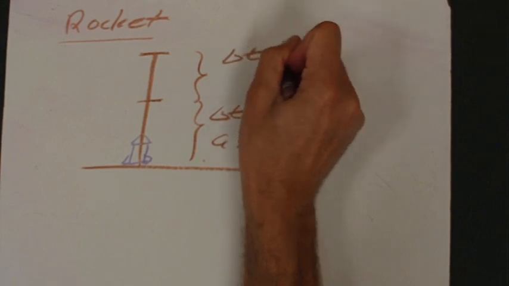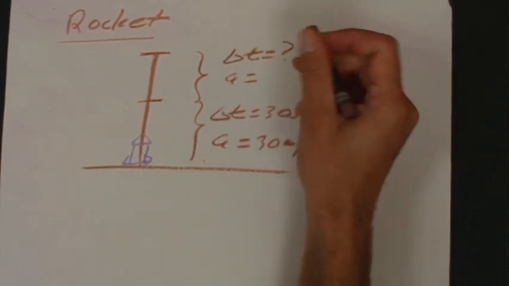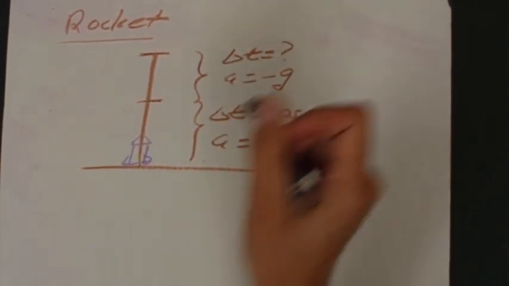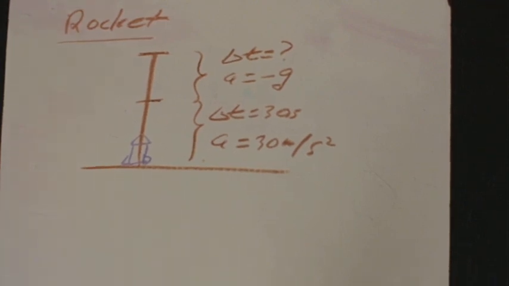Here is some unknown delta t, but what we do know is as soon as the engines quit, the acceleration is going to be minus g, or minus 9.8 meters per second squared downwards, as the rocket's in free fall. So the problem goes on to ask several questions. One of them in particular is: how long is the rocket in the air total? So we'll do that one first.